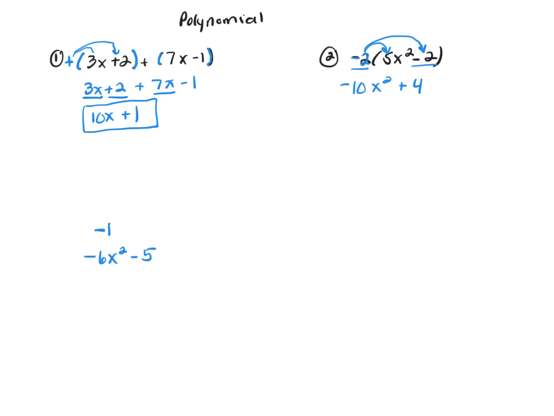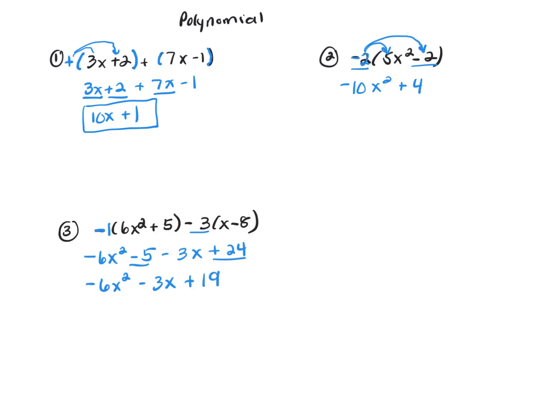Now distribute the negative 3. Negative 3x plus 24. Now, negative 6x squared, there's no more x squareds. Bring down the minus 3x, and then negative 5 plus 24 is a positive 19.